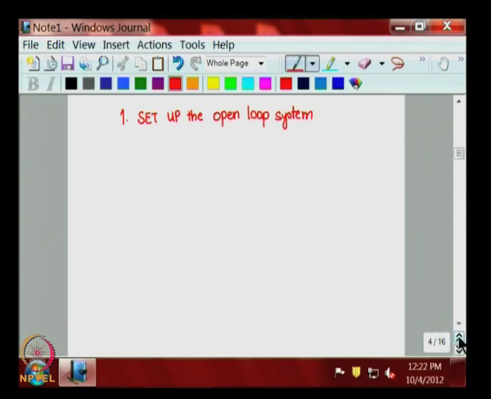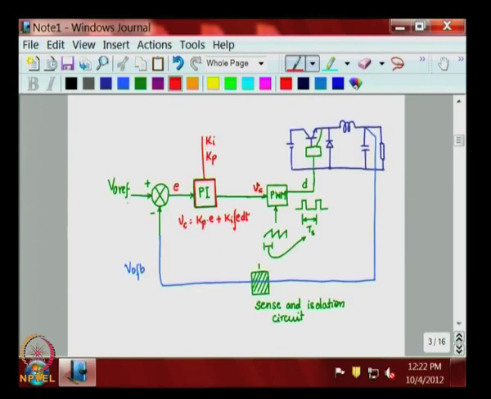Which is like this. The open loop system would mean everything from here, the comparator block, controller, PWM, and this DC-DC converter, and the feedback, sense isolation up to this point. We break that up to that point.